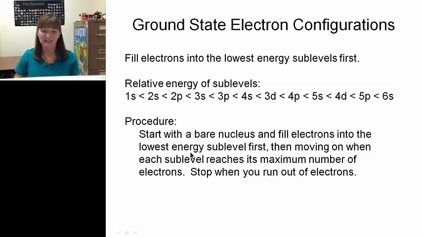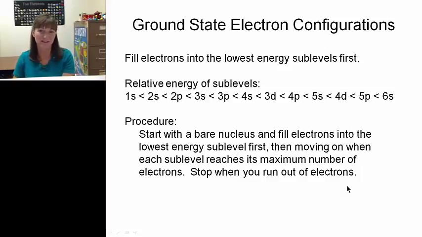Okay, so back to the procedure. Fill your electrons into the lowest energy sublevel first, then move on when each sublevel reaches its maximum number of electrons. Stop when you have run out of electrons. So really your first step is to go to the periodic table and determine how many electrons the element has. And then you're going to follow this from left to right until you have used up all your electrons.